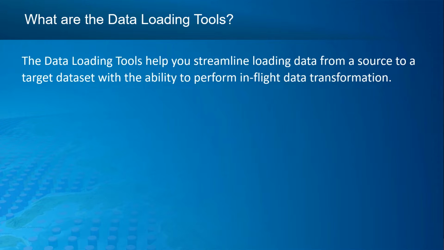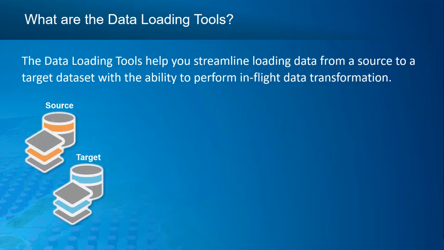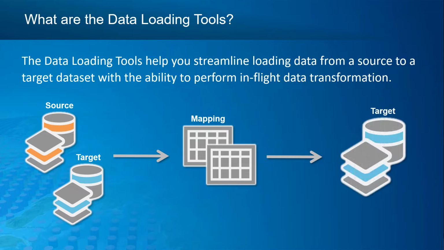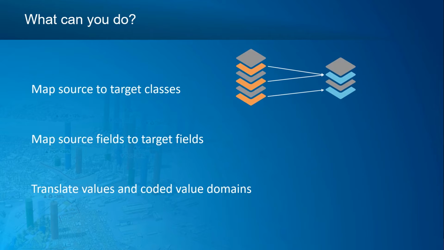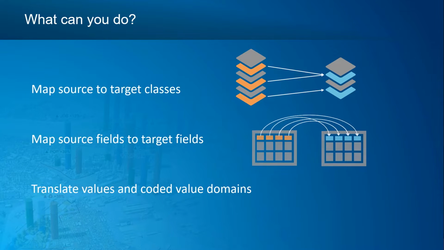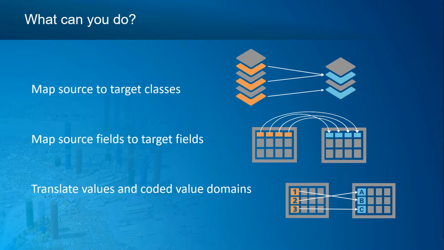The data loading tools are a free solution provided by Esri to help you streamline loading data from a source to a target dataset, with the ability to perform in-flight data transformation. These tools can leverage data in any format readable by Esri software. Use these tools to consolidate data from various sources and schemas into a new target schema. The tools allow you to map your data in detail, from the class level through subtypes and fields, all the way to mapping your coded value domains and transforming individual values.